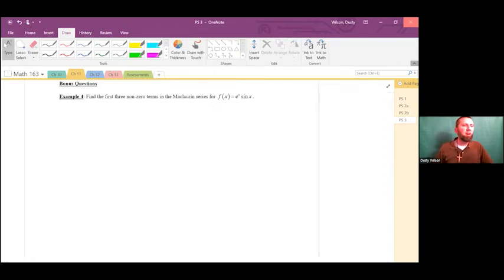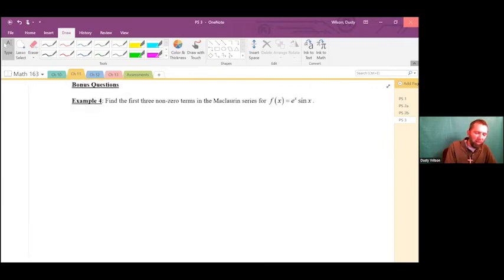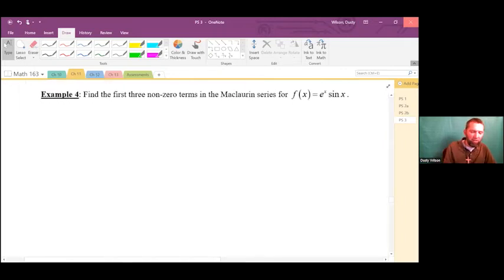Example 4. Find the first 3 non-zero terms in the Maclaurin series for f of x equal to e to the x times sine x. And this is kind of fun. And it involves remembering a couple things.